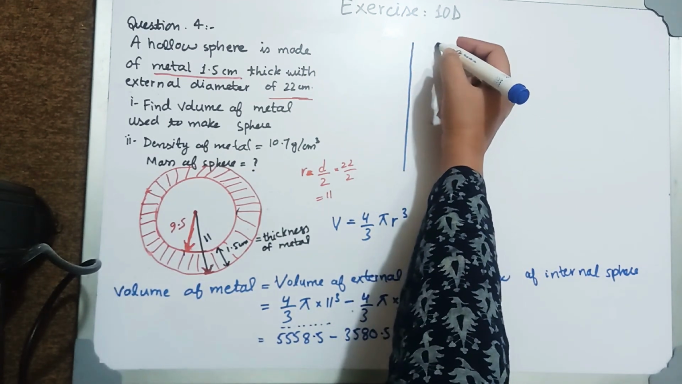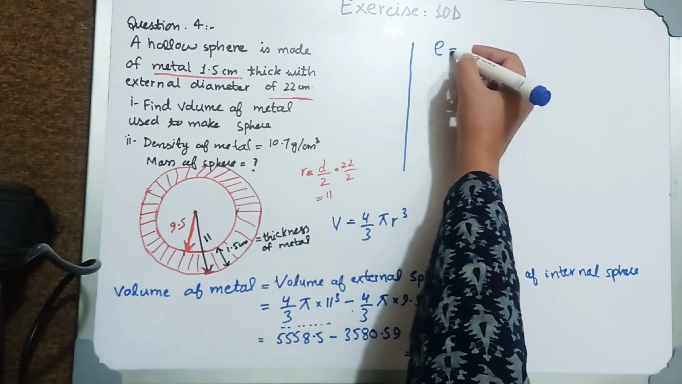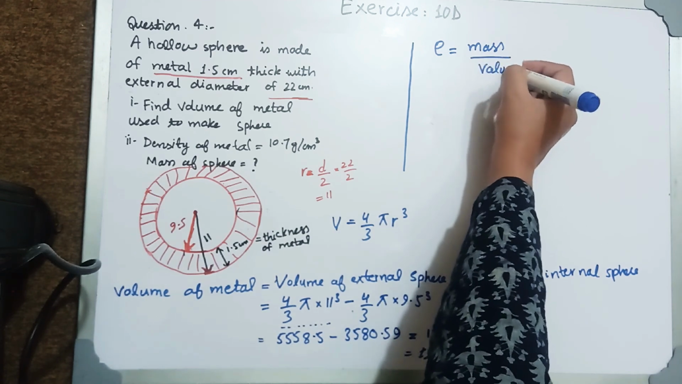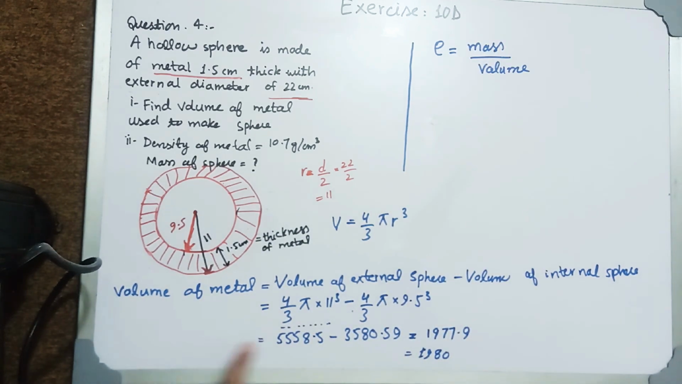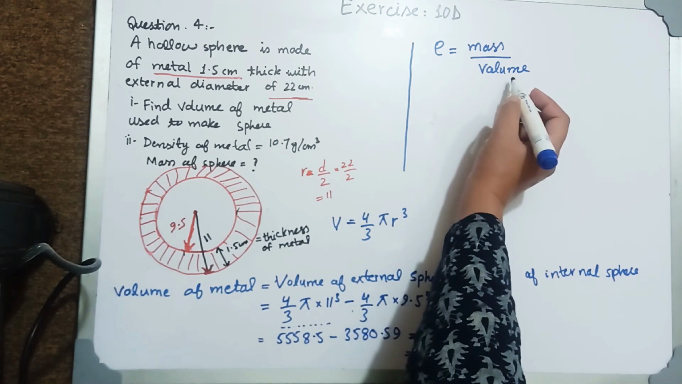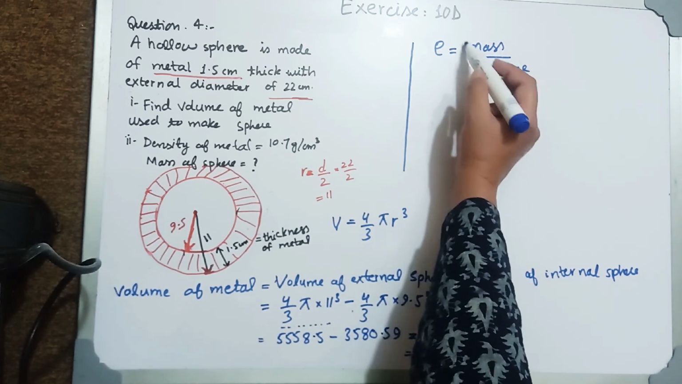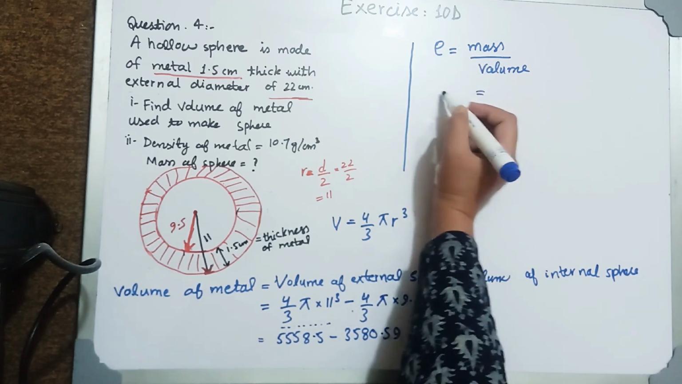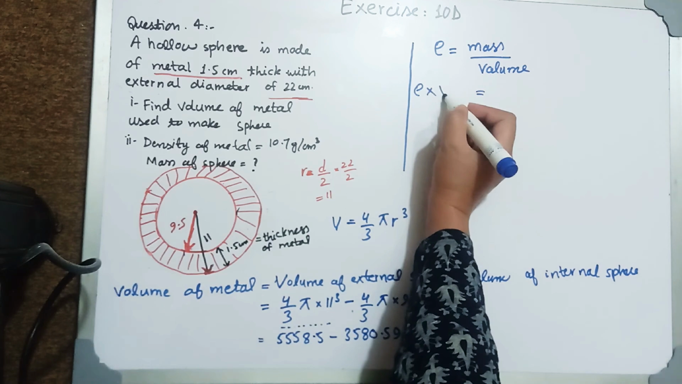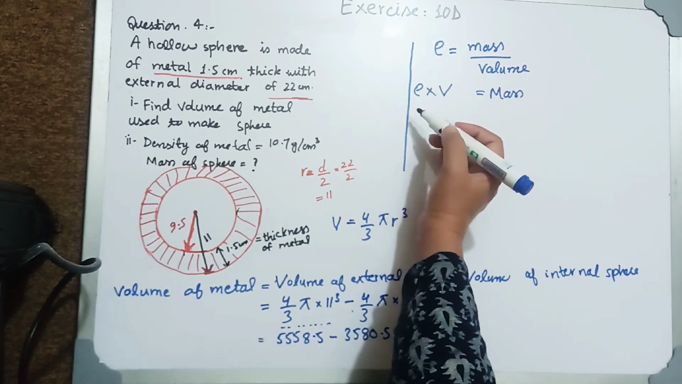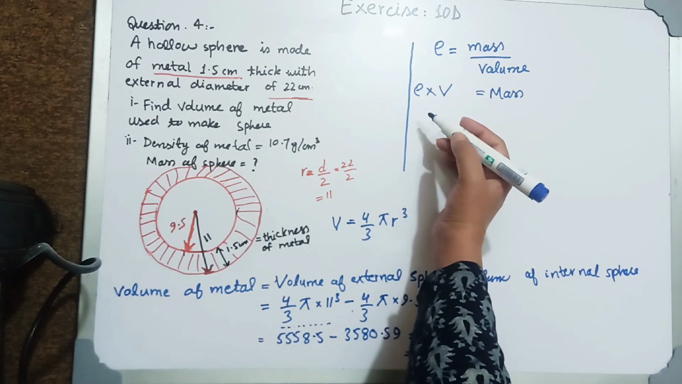We know that density, that is denoted by rho, is equal to mass per unit volume, right? We just found the volume of metal, and we are also given the density of metal. The density is given and we found the volume of metal. So from here we can easily find the mass, right? So I'm going to rearrange this relation. It will be rho into volume is equal to mass of the metal. I will substitute the values of rho and volume here, right?